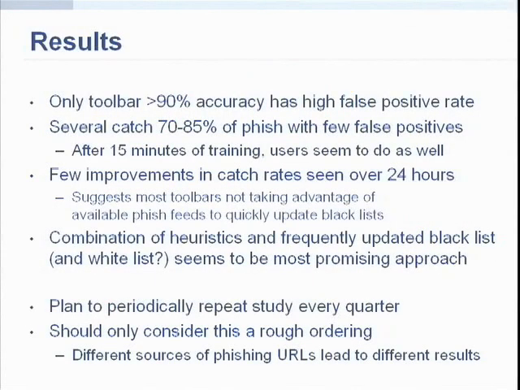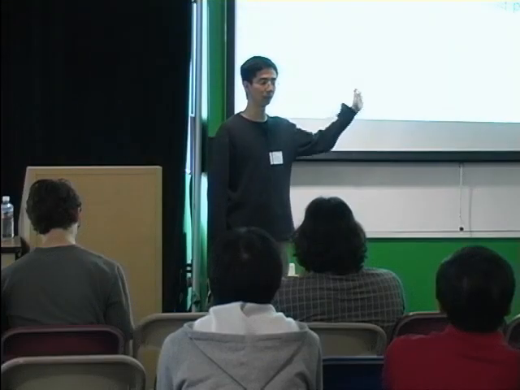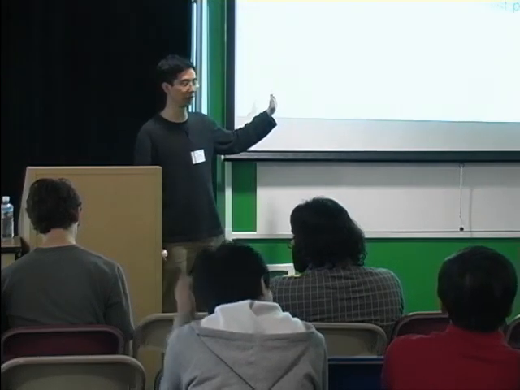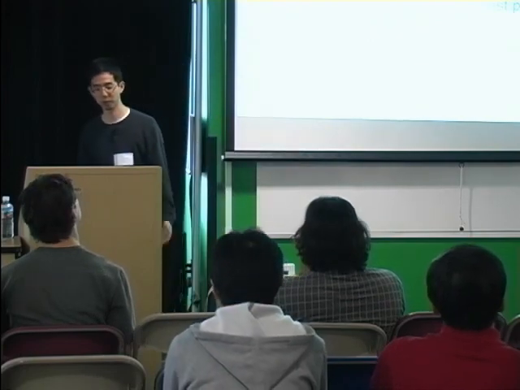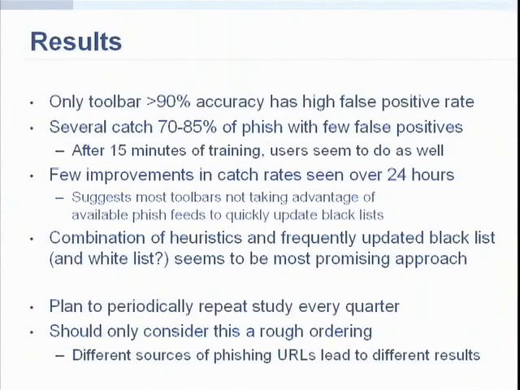So overall, if we just summarize the results, there's only one toolbar with greater than 90% accuracy and unfortunately it has a high false positive rate. Several toolbars catch about the 70 to 85% level, so that's pretty good with very few false positives. One thing that's important to note is that after about 15 minutes of training, this is roughly about how people do as well in the training that I described earlier. So maybe if we do a combination of the two, that might be pretty good. There are few improvements in catch rates seen over 24 hours. So this suggests that most toolbars are not taking advantage of available phish feeds to quickly update their blacklist.